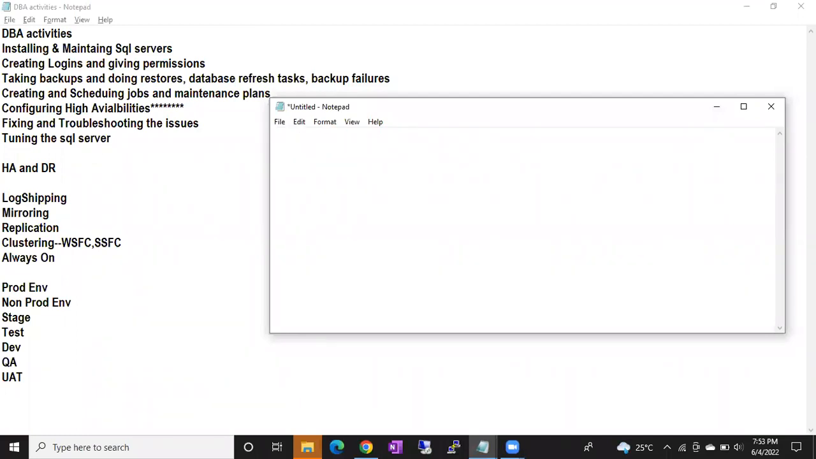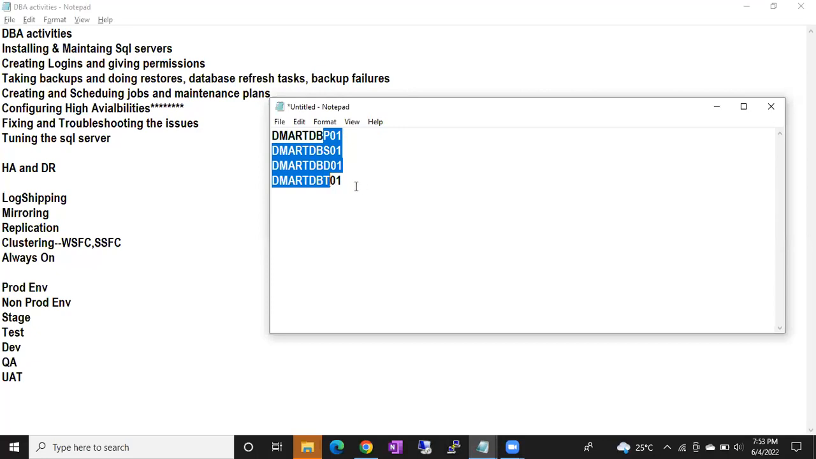If it is a stage server, they will keep an S. If it is a dev server, they will keep a D. I am not saying this is exactly how they follow it. If it is a test server, they will name the server with a T. They will try to include the environment, either production, stage, dev, or test, in the server name. Some organizations will follow this kind of notation.